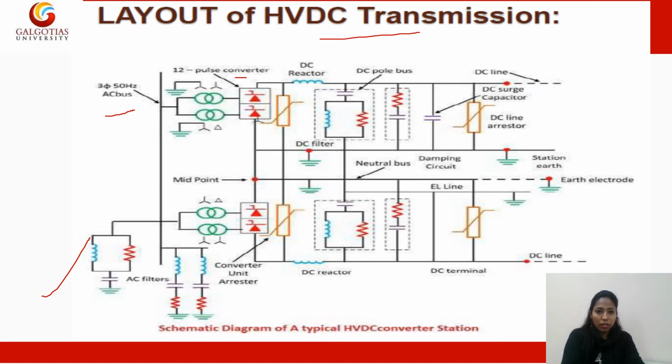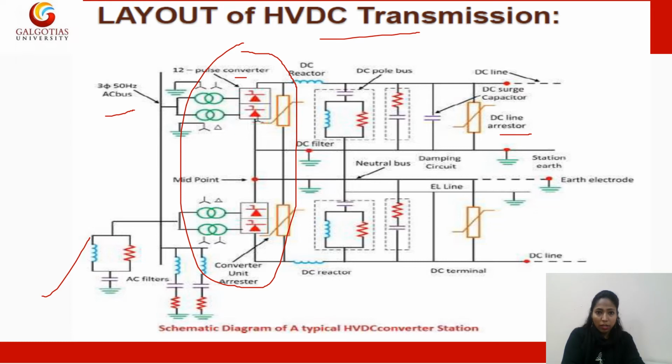Then there is a DC reactor to smooth the power of the DC. Then we have the DC pole. After the conversion from AC to DC by using these converters, we get this DC. In this DC we can have a midpoint also. Okay, so the DC reactors are connected. Then it is the DC terminal, and DC surge capacitors are also there. Then DC line arresters, similar to what we have in AC transmission. Then the earth electrode is also connected.